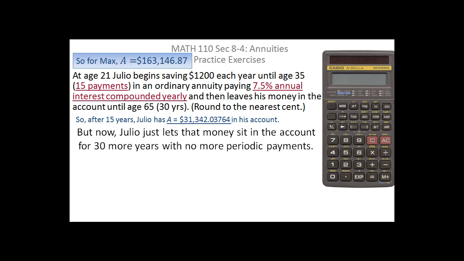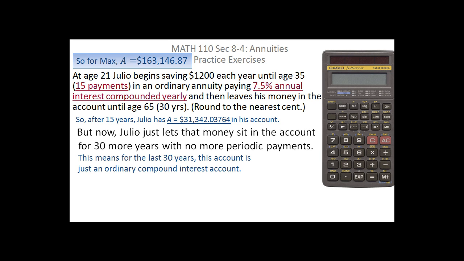But what happens next is Julio just lets the money sit for 30 more years with no more periodic payments. So we don't have an ordinary annuity anymore. He's just letting it sit for 30 years. There's nothing going on as far as periodic payments. It's just sitting there earning interest.